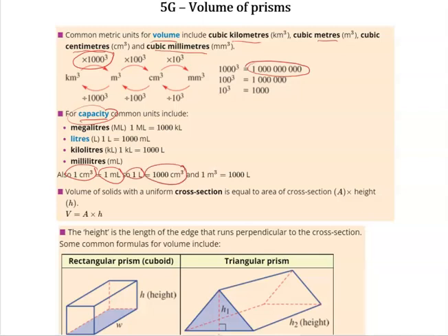1 liter is 1,000, careful, 1,000 cubic centimeters. So it's not a cubic meter, because a cubic meter to a cubic centimeter, sorry, the other way, is this. So we've got to be careful.